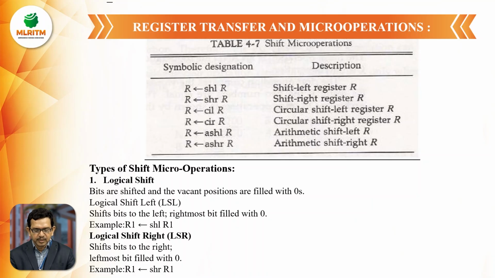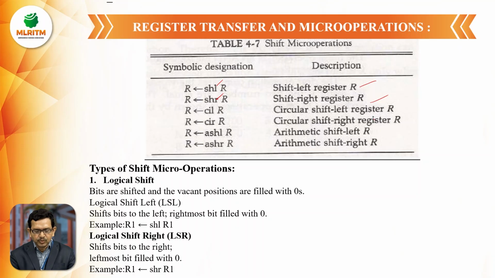Now if you see here in the table, we see shift left register R, and the second one is shift left register right. It means the data present in the register can be moved to the leftmost position or to the rightmost position. For that we apply SHLR and SHRR. Here the L indicates left and R indicates right.